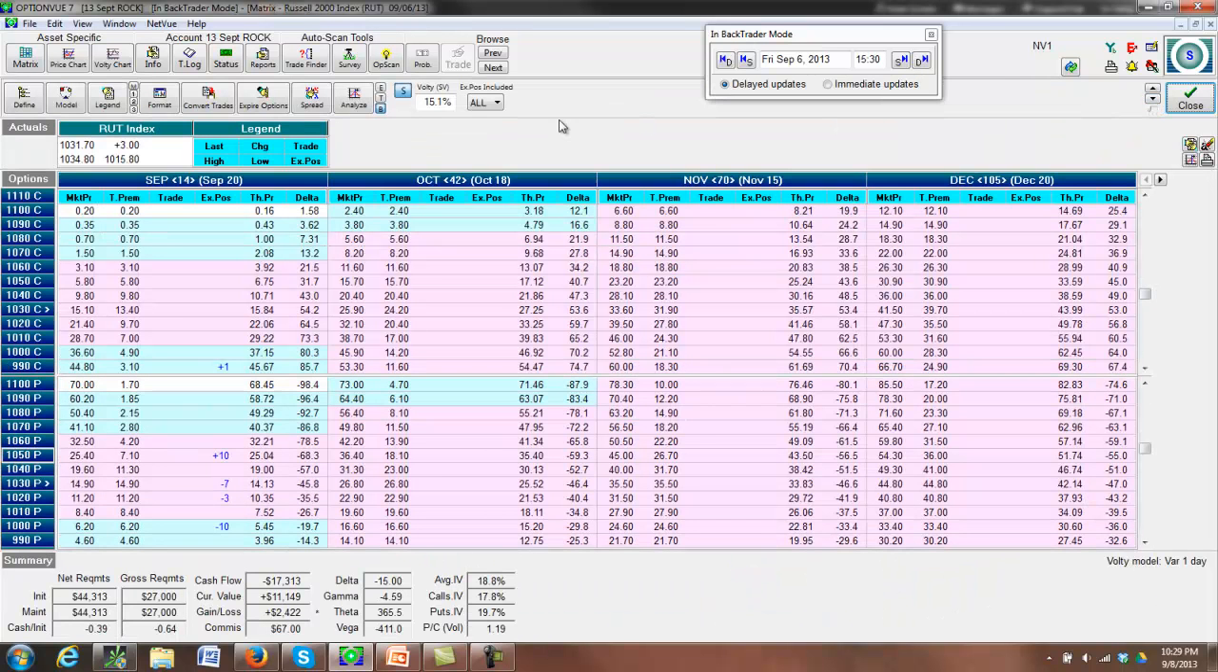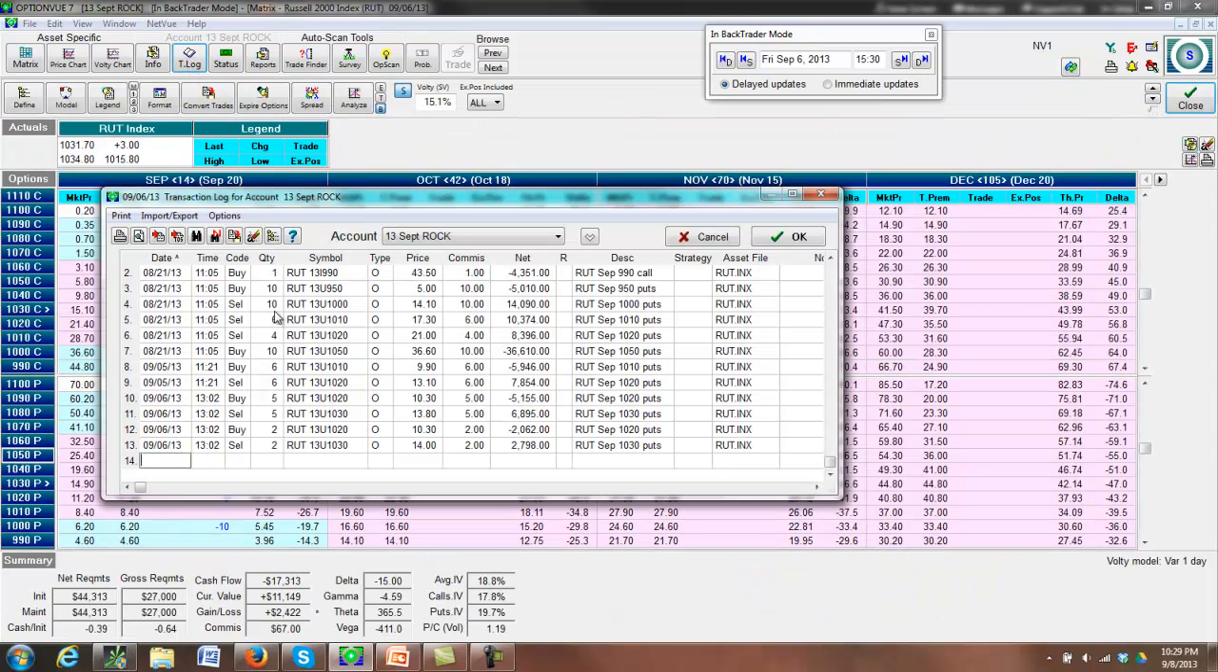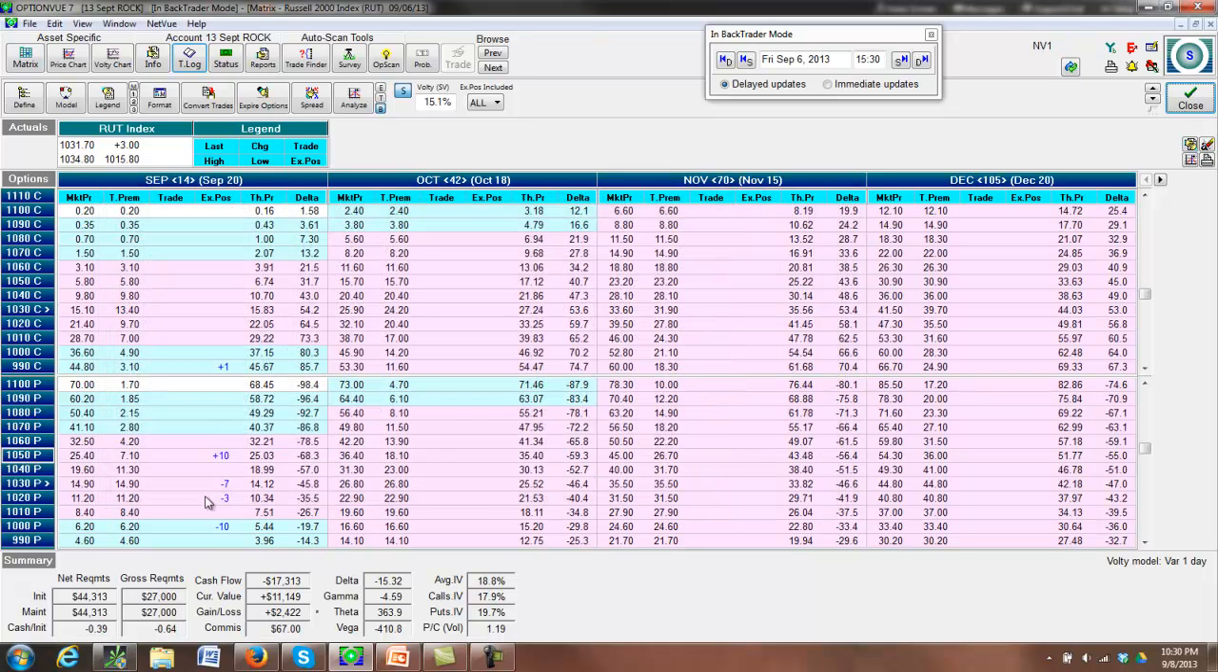What I did do during the week is, if you look at our T-log, came here on the 5th, we did 6 10-10, 10-20 put verticals. That was on the 5th, and then on the 6th we did 5 more 10-20, 10-30s, and then 2 more 10-20, 10-30s later in the day. So we're just keeping our delta flat on this thing because, as you know, I am bullish.